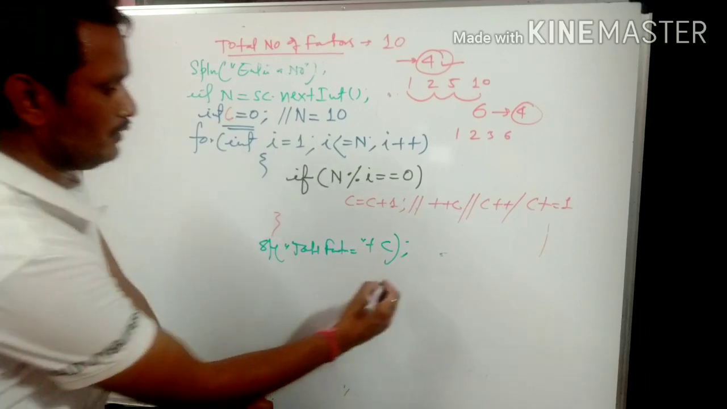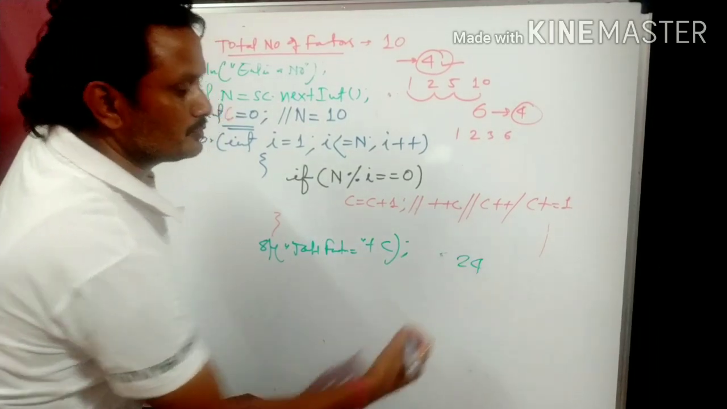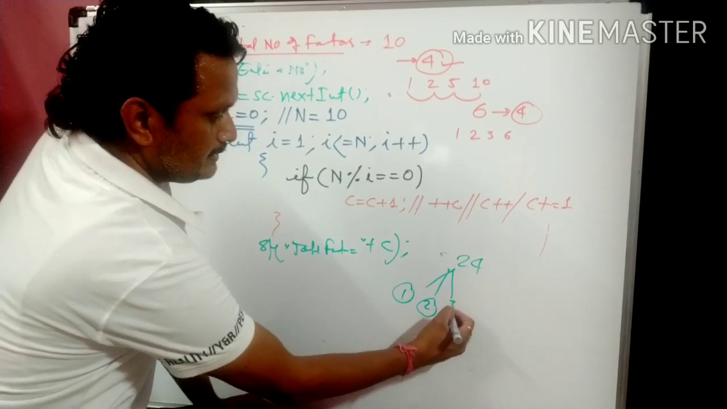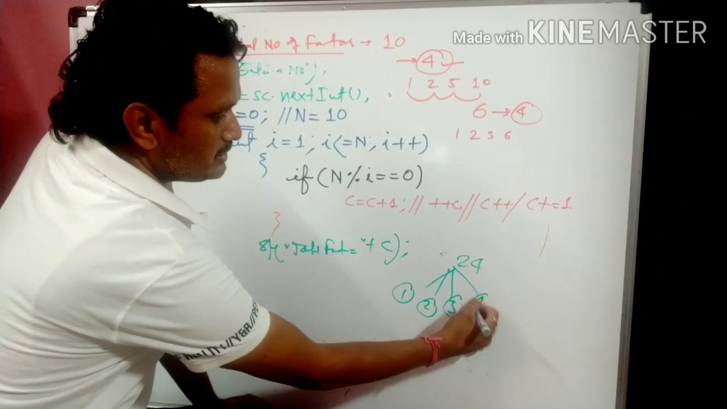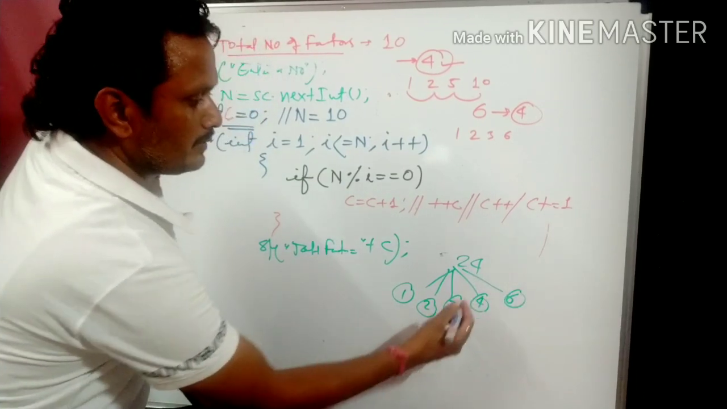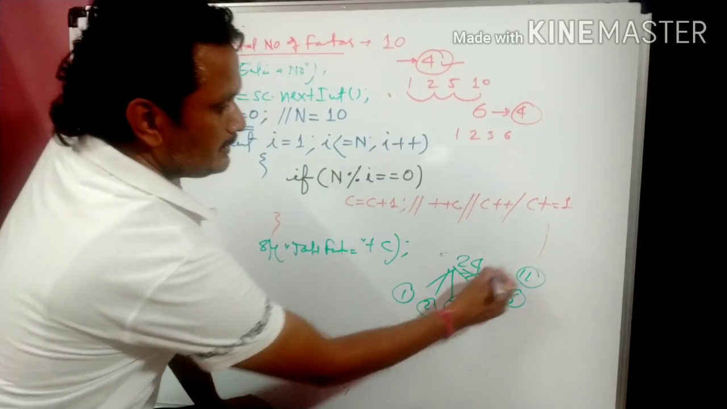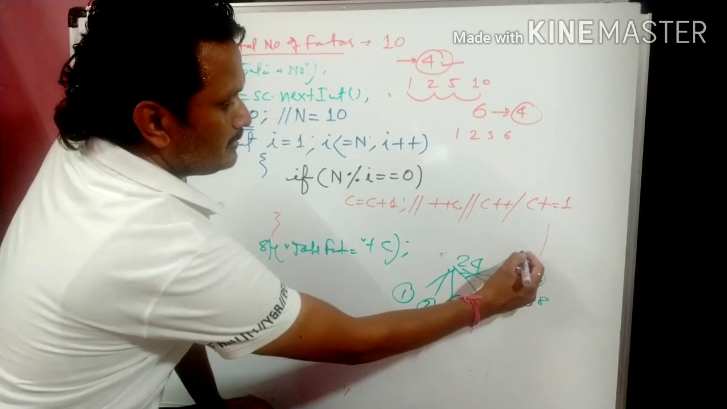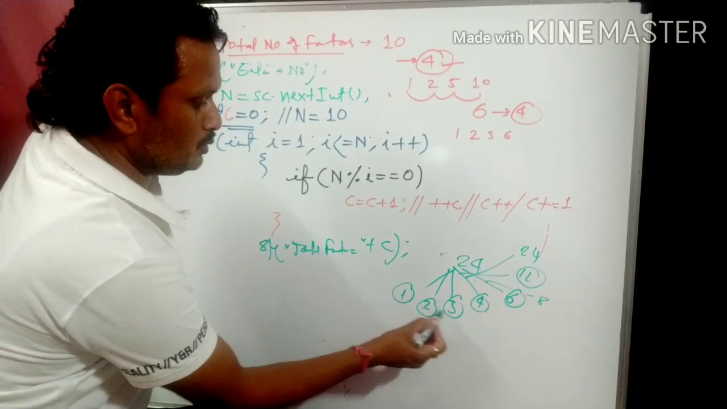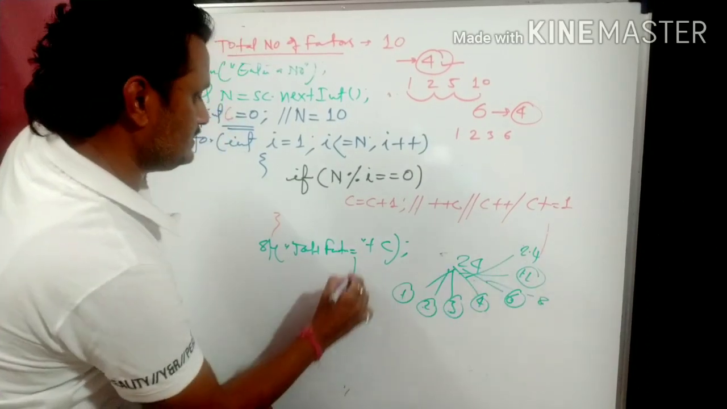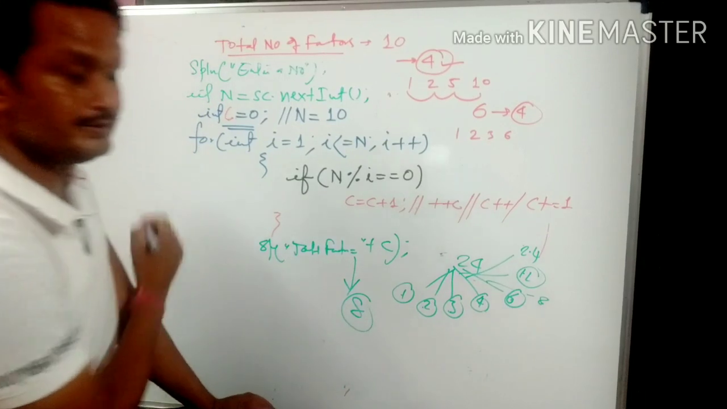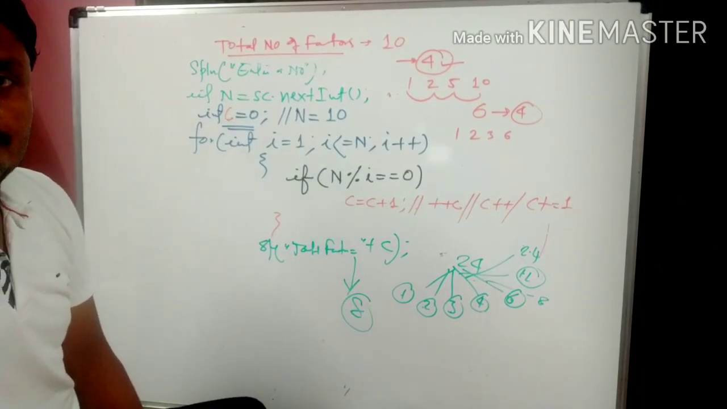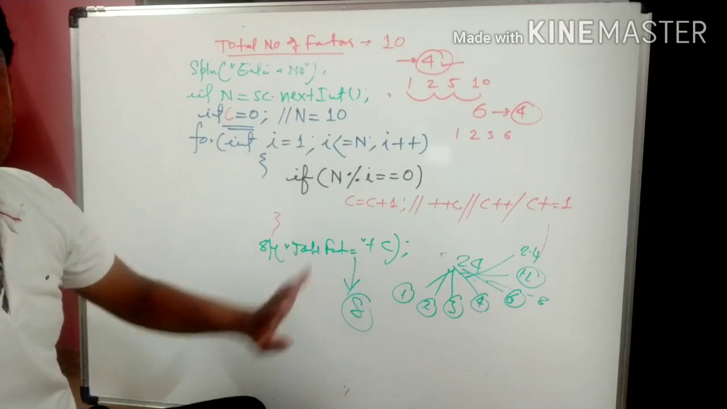Suppose the value of n is 24. So factors will be what? Divisible by 1, then 2, then 3, 3 8s are 24, 4 6s are 24, then 6, then 12, then 8, then 24. So how many? 1, 2, 3, 4, 5, 6, 7, 8. Your answer will be 8. So these are part of factors.